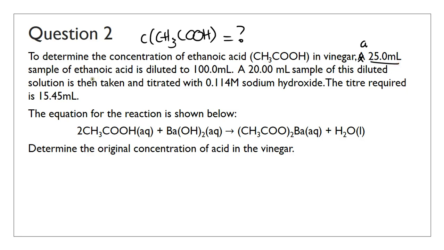A 25 ml sample of the acid. So the first thing that happened here is you have ethanoic acid, and the first thing is I take a 25 ml sample. So whenever you determine the concentration of something, obviously you need to take a sample of that substance. Say, for example, if I have a bottle of vinegar in the kitchen and I want to work out the concentration of this vinegar, you're not going to use all of the vinegar. You take a little bit of that vinegar and then you use that in the experiment. So you always take a sample of what it is that you're trying to find the concentration of. So we have a 25 ml sample of ethanoic acid, and you dilute it to 100.